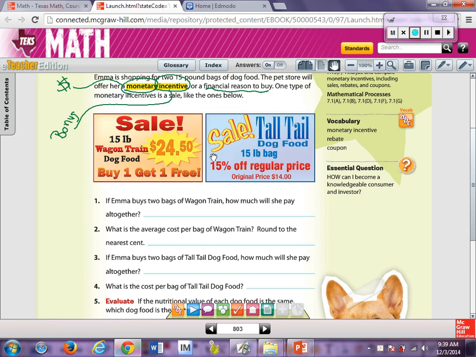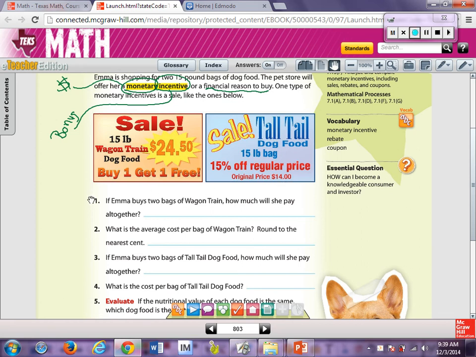Over here at our second place, we have a sale at Tall Tales. They have dog food, the Tall Tale brand dog food is a 15-pound bag, just like our first one, so we're getting the same amounts of dog food. Here it just says 15% off the regular price. And the original price or regular price means the same thing, is $14.